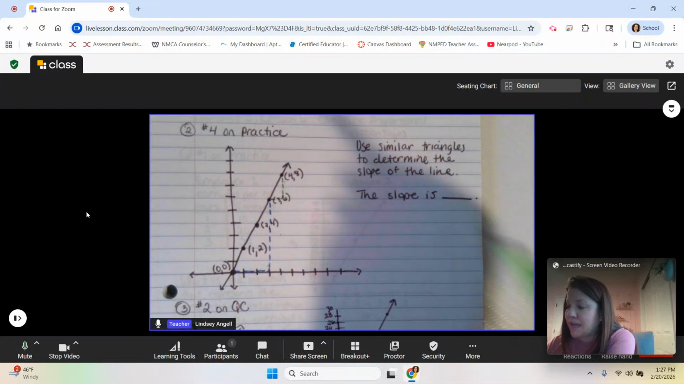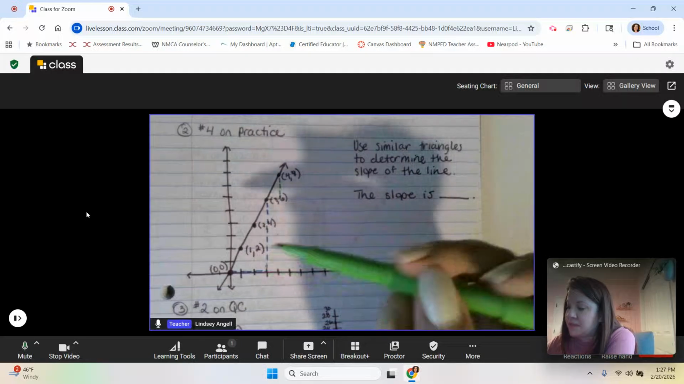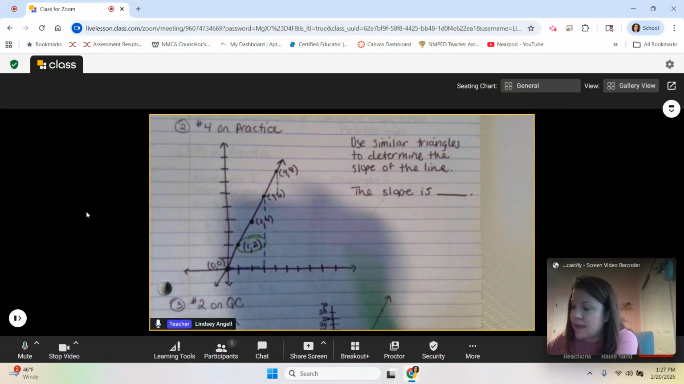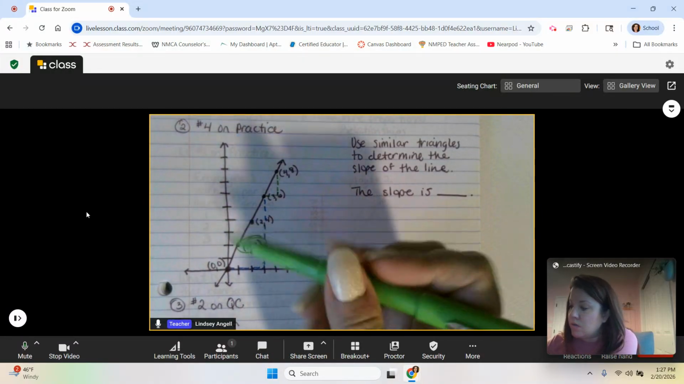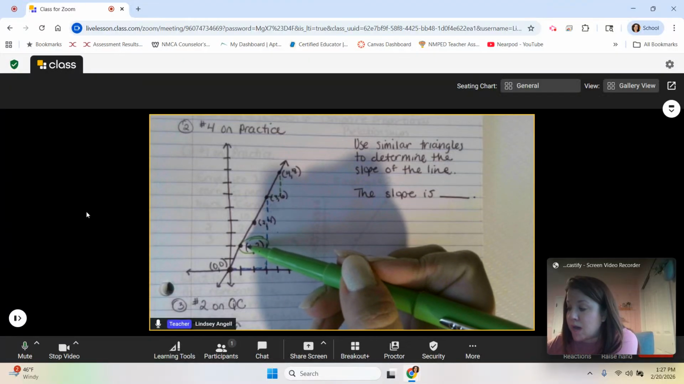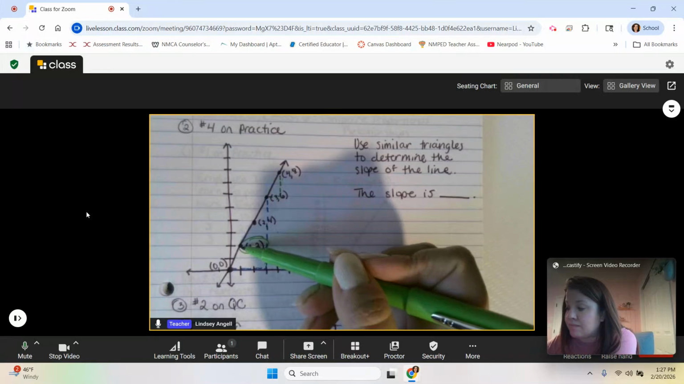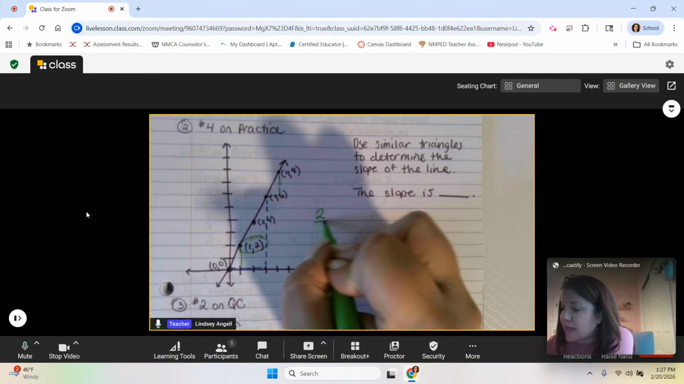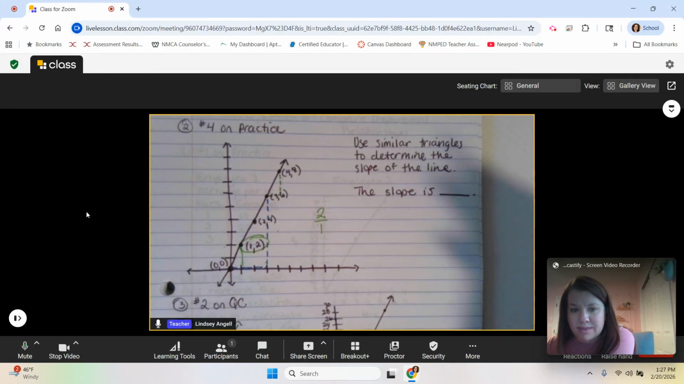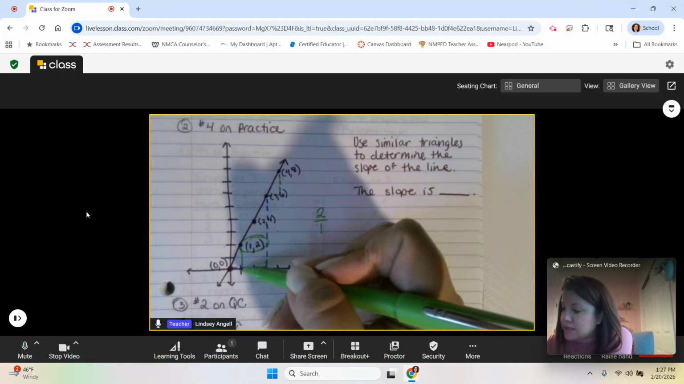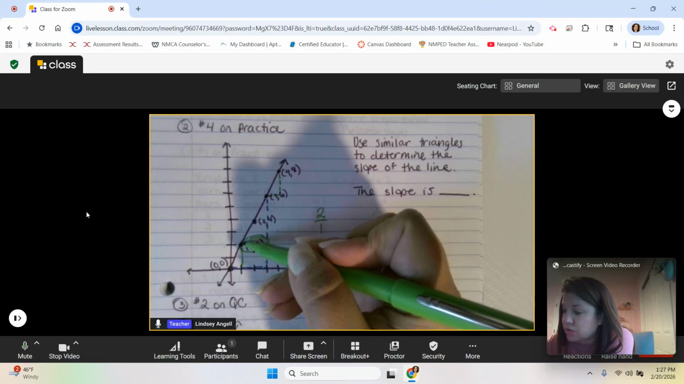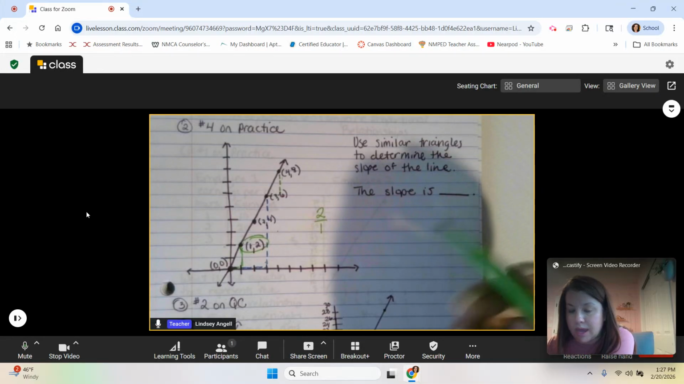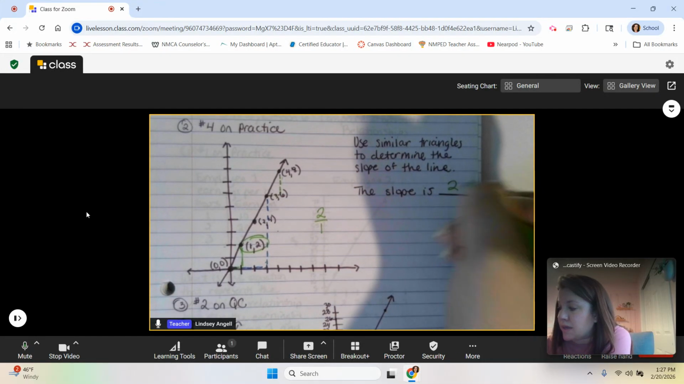Okay, but again, there's a couple things we can do. One thing I notice right off the bat is this point right here, 1, 2. Well, notice my x value is 1, and my y value is 2. So we can say it'd be 2 over 1. That's our slope, right? It's the rise, which is 2, over 1, which is how far we ran, okay? Or we could say that the slope is 2.